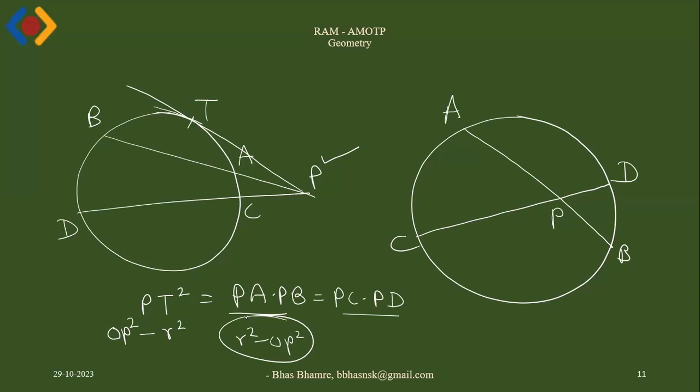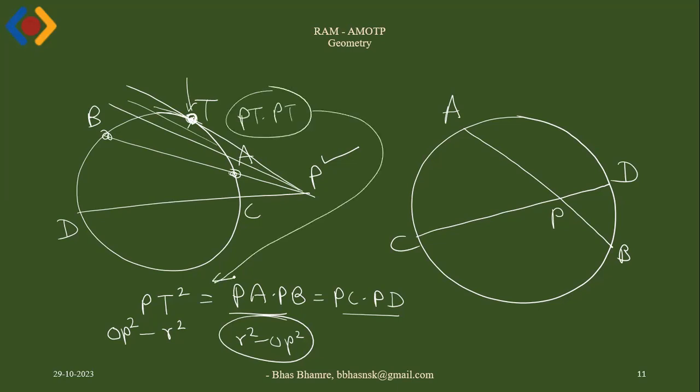If A and B are these points, and if I go over here, then they are going to converge and coincide over here. So PA times PB would be PT times PT, and that turns to PT square. So if we shift that AB, like PAB like that, then we get this.